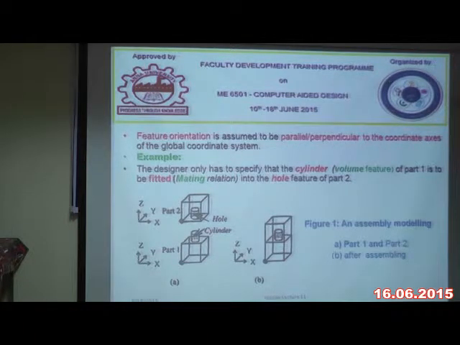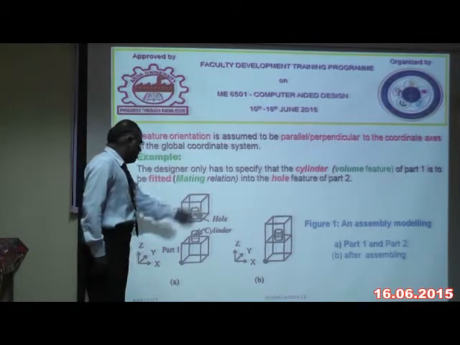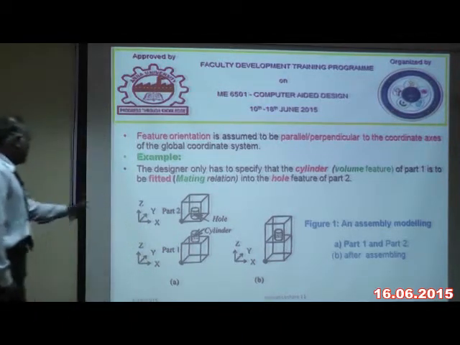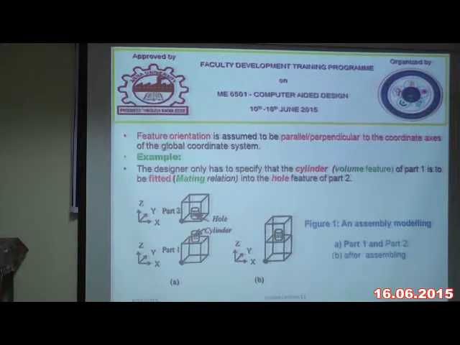The feature orientation is assumed to be parallel or perpendicular. The figure shows two parts. This is the assembly drawing. A and B denote the two parts. Part 1 is the cylinder, and part 2 is the pole. This is the different mating part, male and female part. Now we are going to match.